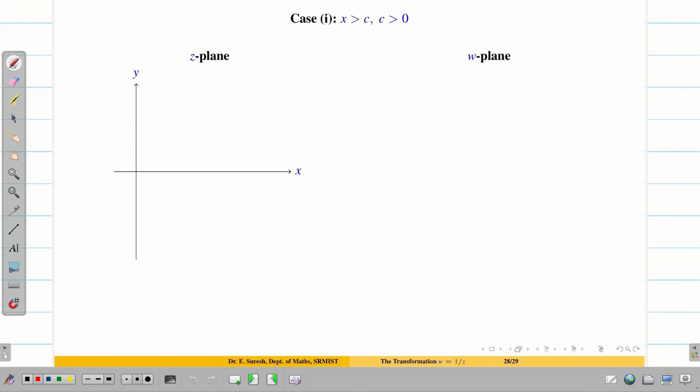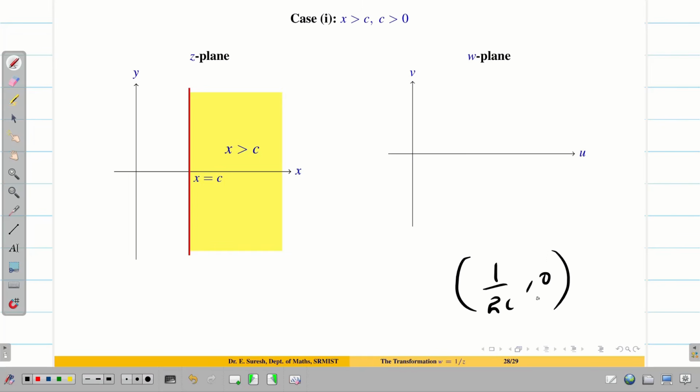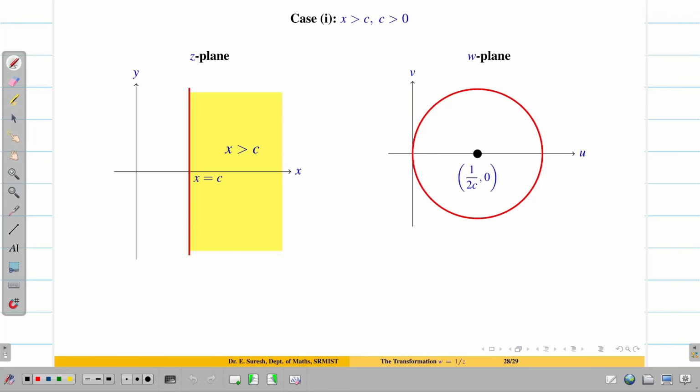In the z plane, we are given x greater than c, c greater than 0. Now, any line x equal to constant is parallel to the y axis. Since c is positive, I want to find x greater than c. It is easy to see that the right hand side after the line x equal to c is x greater than c. Next, we are going to see how this is mapped into the w plane under the transformation w equal to 1 by z. The center is 1 by 2c comma 0 and the radius is 1 by 2c. Just draw the circle and go to step 2.